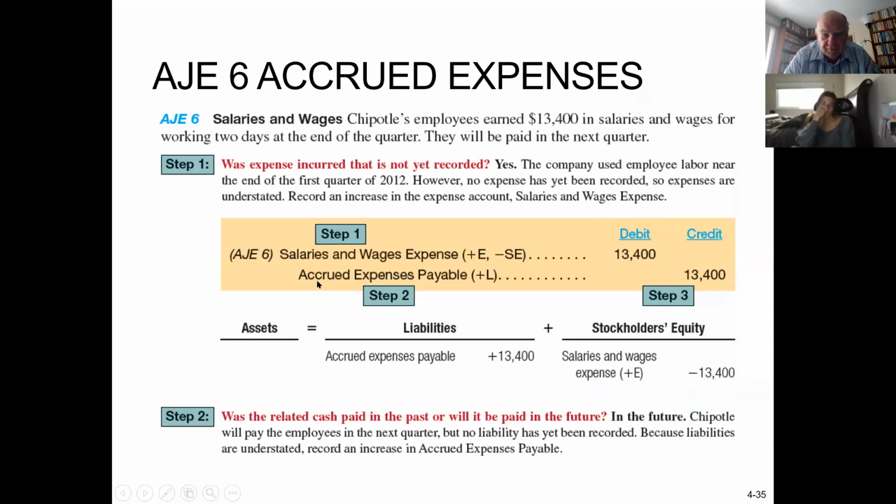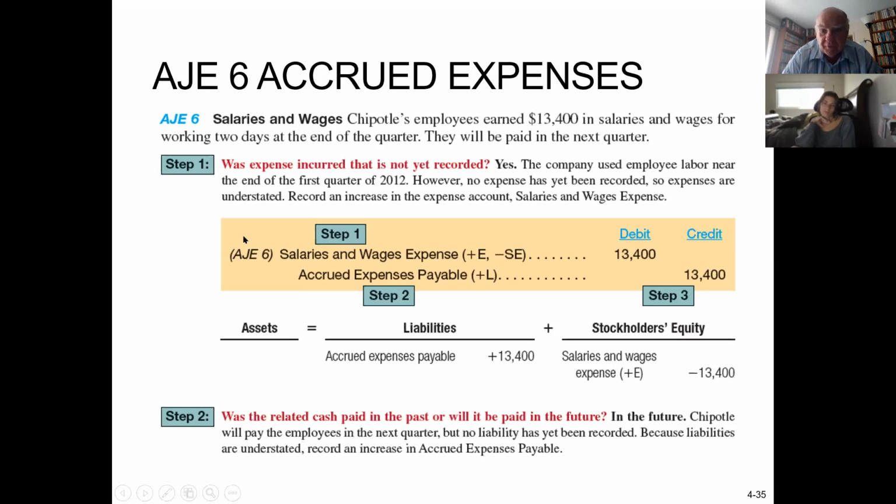Keep in mind, when you see the word accrued payable, an accrual is a temporary payable. That's what accrual means. We have figured out what the expense is, and now we're accruing it. We're adding it into our financial statements.